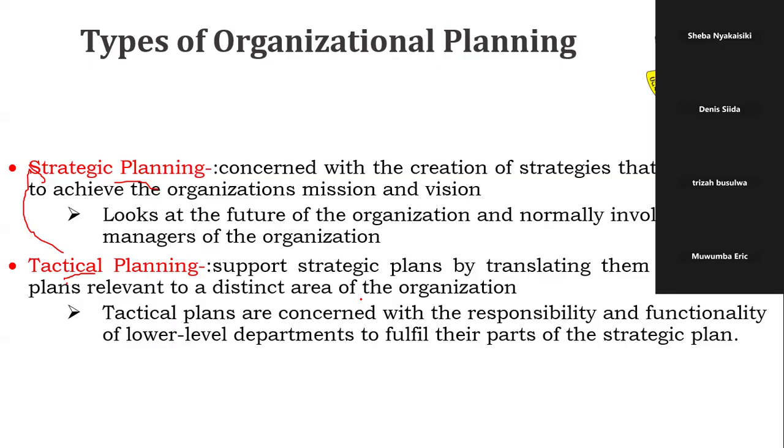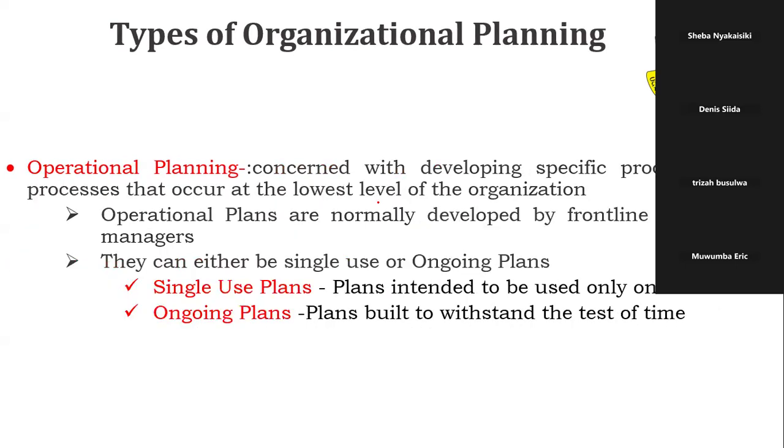So if there is an overall strategic plan, then you have a tactical plan for specific areas, whether it is production, marketing, or management. You have those tactical plans for each area to ensure that each area is being handled, or rather feels the impact of the strategic objectives. Then we have operational planning.